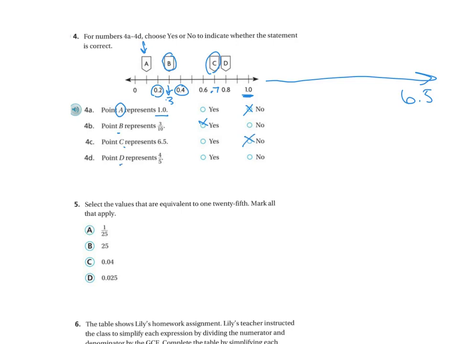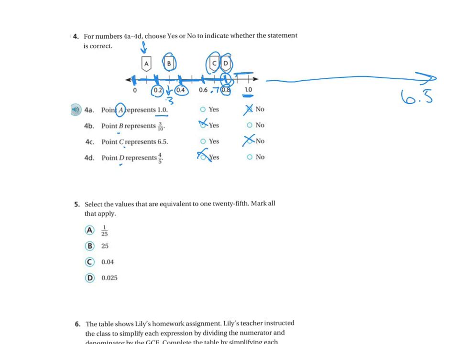Point D represents 4/5, so here's my point D. And they want to know if it represents 4/5. So currently the decimal for it is 0.8. And if I look, we're breaking this apart in fifths. There's 1/5. And then we have 2/5, 3/5, and 4/5. So yes, it is 4/5, because then that would be 5/5.